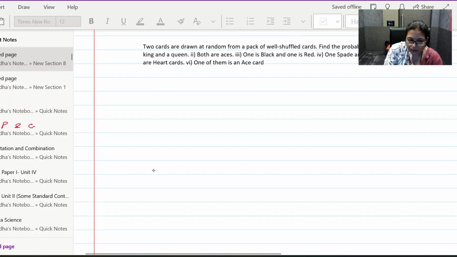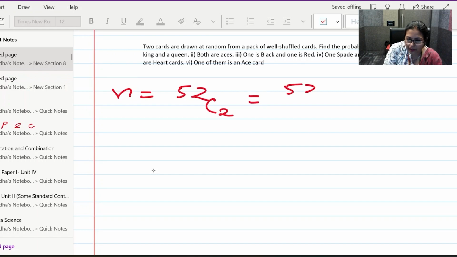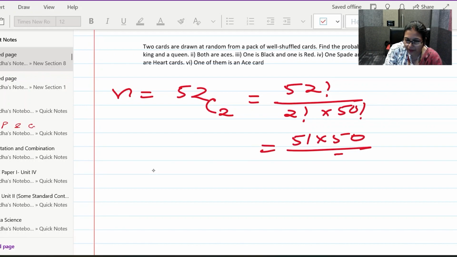Fine. So in this problem, n equal to how many cards are there? 52. From 52 we are selecting how many? 2, right? 2 cards are selected, so 52C2. I get here 52 factorial over 2 factorial into 50 factorial. So what I get here? 52 into 51 divided by 2. Because 52 factorial is 52 into 51 into... I made a mistake here, this will be 52 into 51. So what is the value? 52 into 51 divided by 2. So it is 1326.